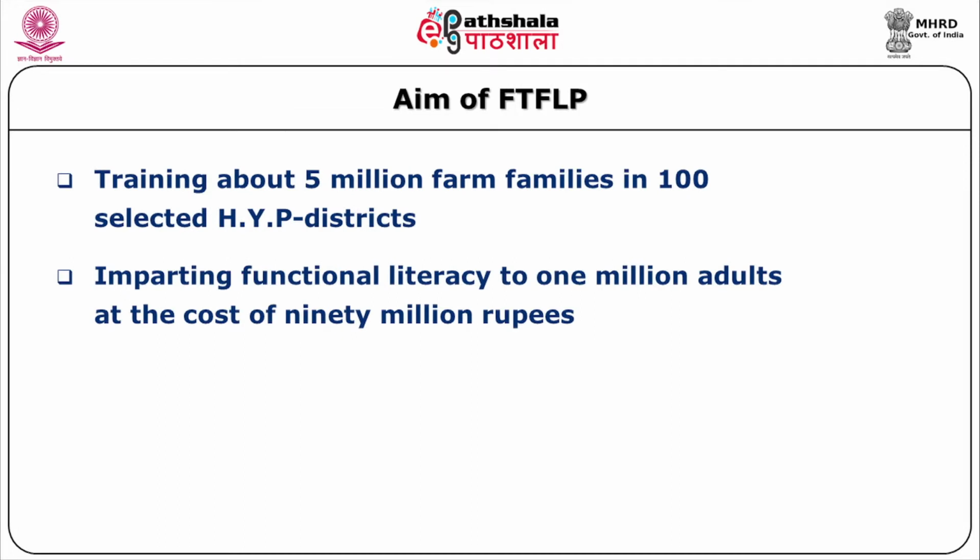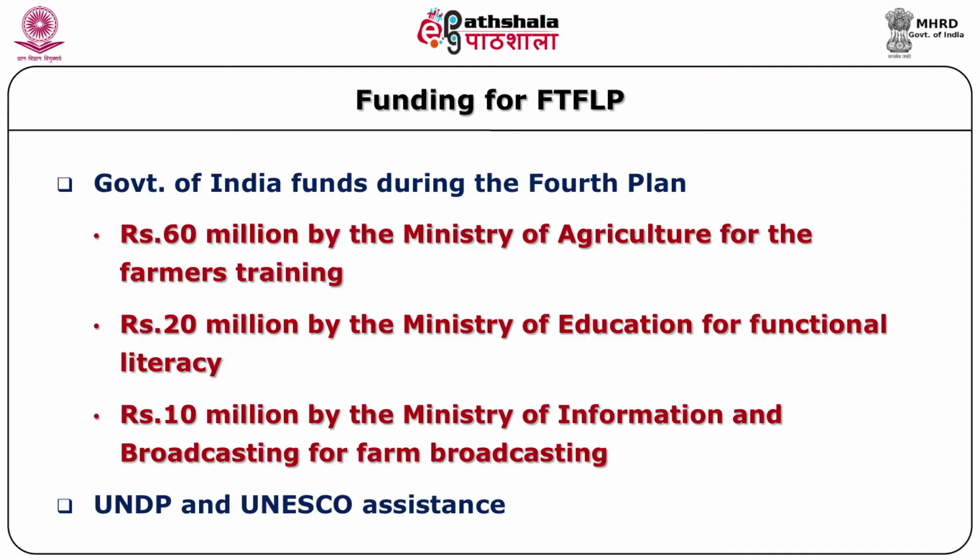As mentioned earlier, this was an interministerial program, and the aim of this interministerial program was training about 5 million farm families in 100 selected HYP districts, imparting functional literacy to 1 million adults at the cost of 90 million rupees. Such a huge program required a lot of funds. And let us now look at the funds that were received for this program.